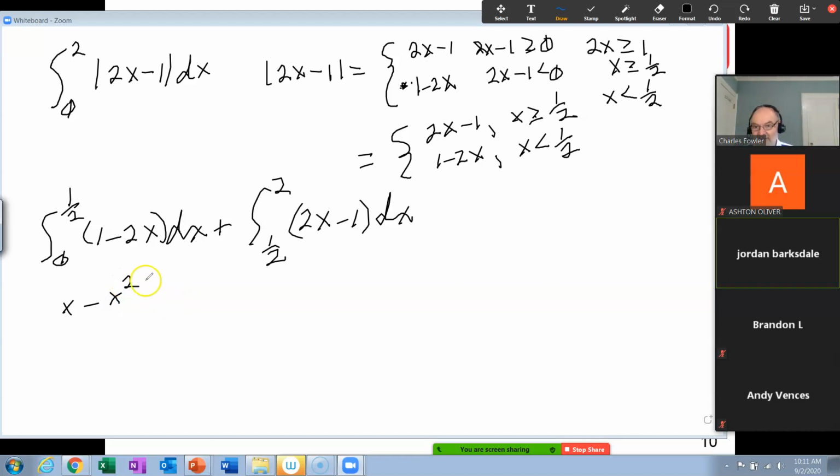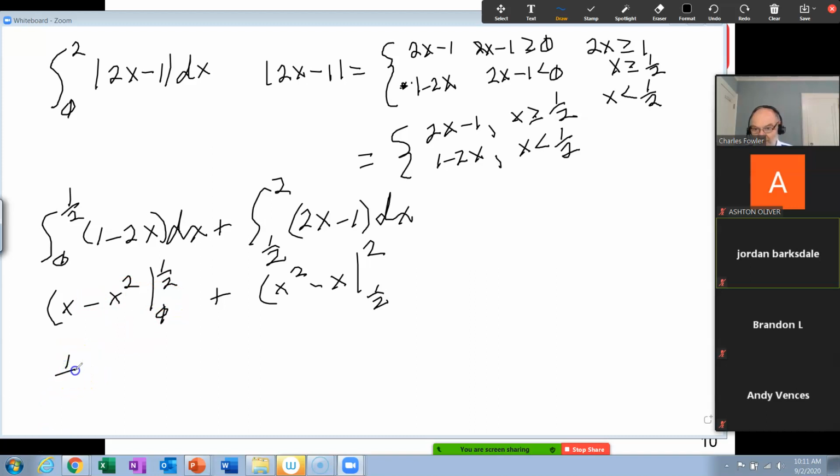X squared. We'll evaluate that from 0 to 1/2. Plus, and these same antiderivatives, x squared, I'm going to put this in parentheses here, and perhaps this one too, minus x this time, and this will be evaluated from 1/2 to 2. All right, let's do the work here.